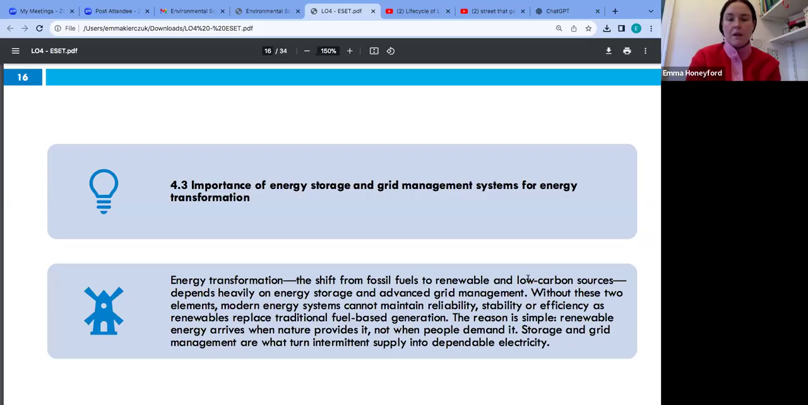We need to think really wisely and be really flexible in terms of the different renewable energies that we use and how we think about how we store them, and whether that matches the current grid management systems that we have in place. So energy transformation. The shift from fossil fuels to renewable and low carbon sources depends heavily on energy storage and advanced grid management. Without these two elements, modern energy systems cannot maintain reliability, stability, or efficiency as renewables replace traditional fuel-based generation.